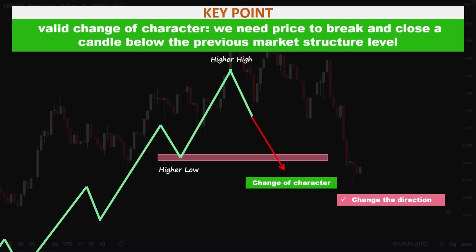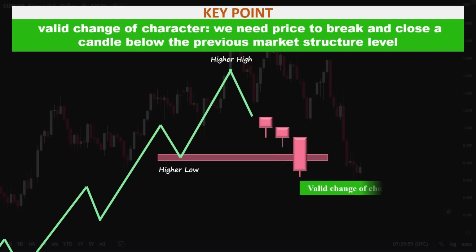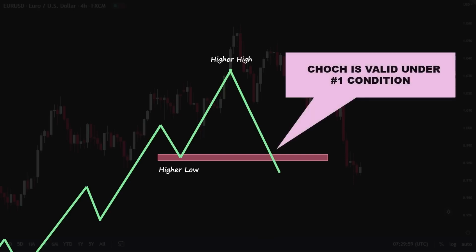The key point is, for having a valid change of character, we need price to break and close a candle below the previous market structure level. If price breaks the most recent structure with a shadow and closes inside the most recent structure's range, then our change of character is invalid. The same concept applies to the bearish scenario. But there is a pro tip that you always need to remember.